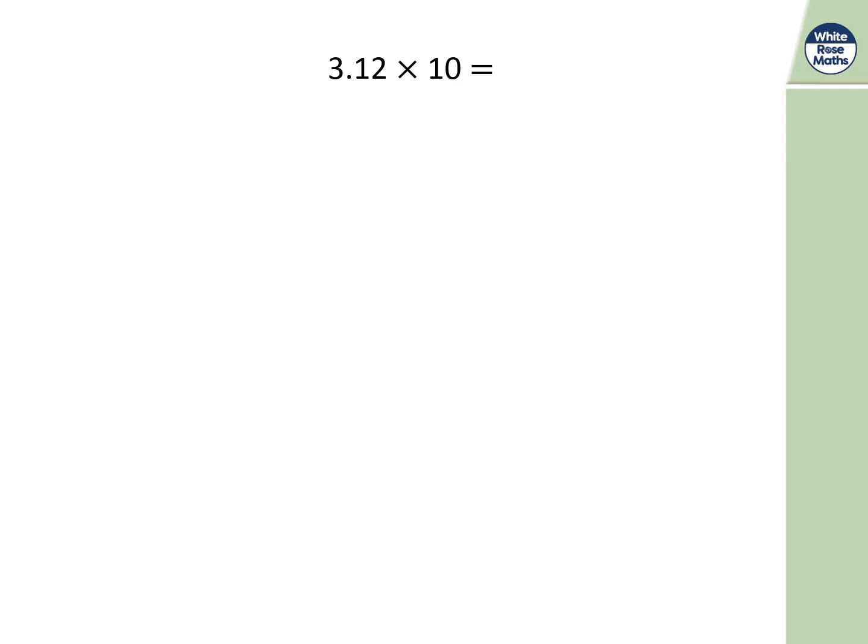The next one, 3.2 times 10. Well, if I times it by 10, I move it one place to the right, so the answer becomes 31.2, guys. If I times it by 100, then the answer would be 312. If I times it by 1,000, it would be 3,120. So it moves accordingly by how much I'm multiplying it by. If I times it by 10, it moves one place to the right. If I times it by 100, the decimal point moves two places to the right. And if I times it by 1,000, it moves three places to the right.